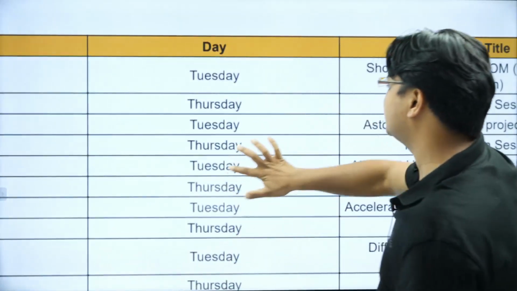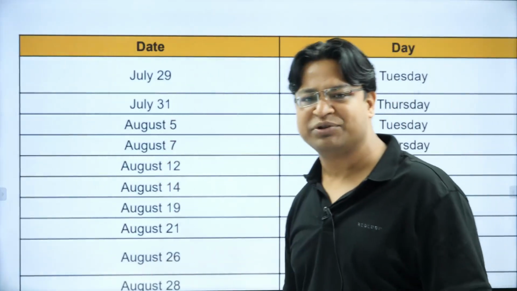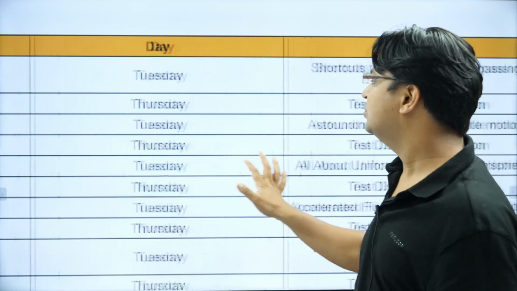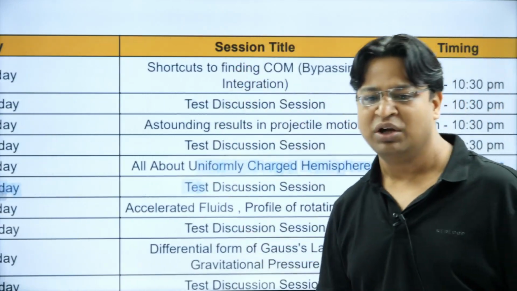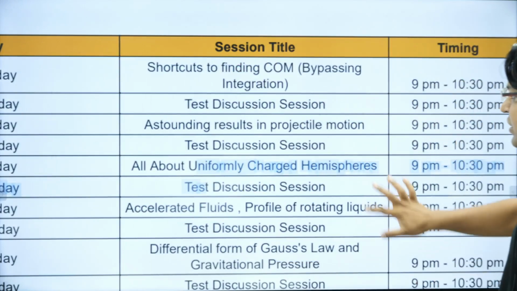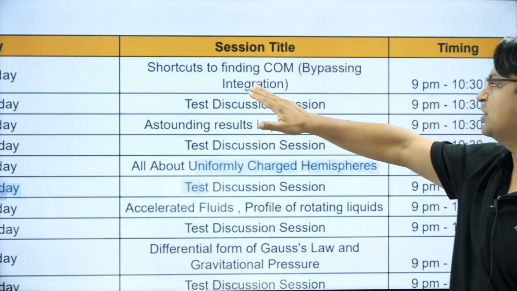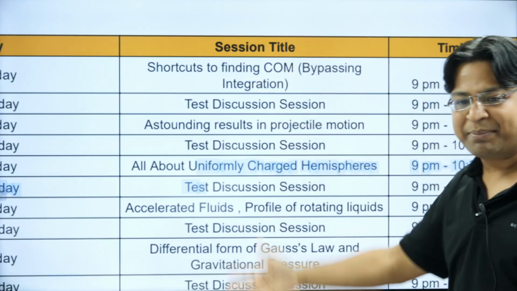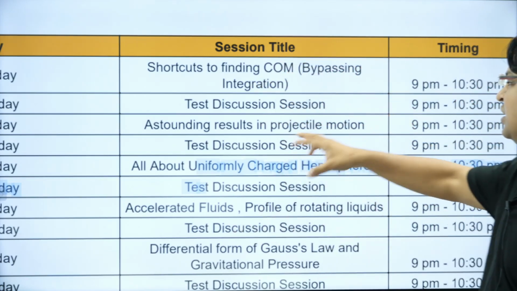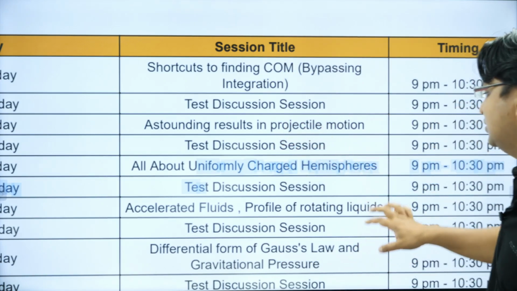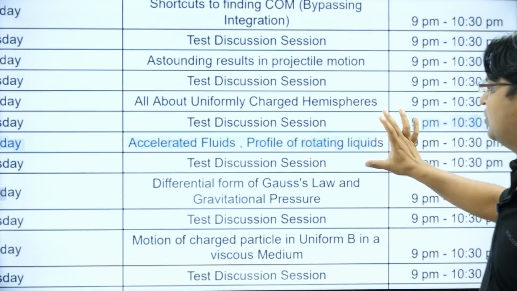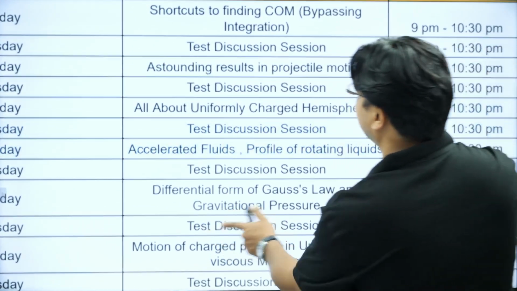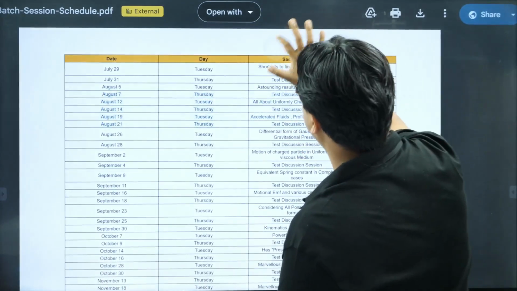So you see all the sessions are on Tuesday and Thursday. The first session happens on July 29, where I'll be teaching you some concept, and the concept that I'm going to teach you is also listed here. So these are the topics that we would be covering. Okay, so the first session will be shortcut to find COM, how we can bypass integration, and then test discussion, then some great results in projectile motion. All right, so all kinds of topics are present here. Okay, so this is what we are going to do in this batch.